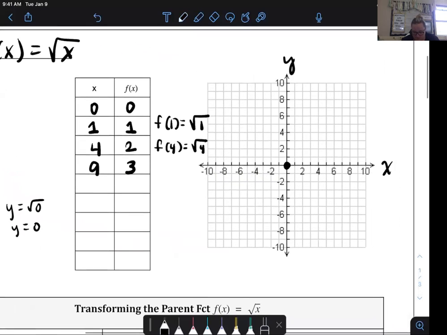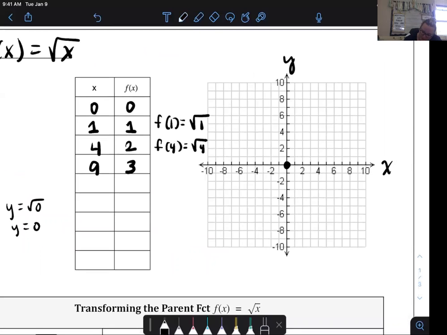So let's plot those points. So we have 1, 1. We have 4, 2. We have 9, 3. And then we have all the points in between, but our starting point's at 0, 0. So I'm going to put my pencil there. I'm going to start at 0, 0, and I'm just going to connect these points.